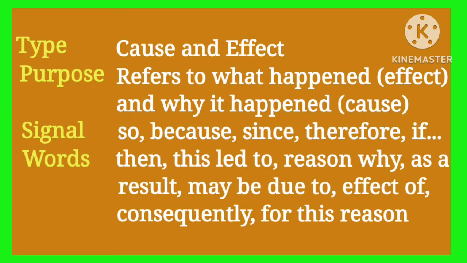Type of informational or factual text. Cause and effect. Purpose: refers to what happened, or the effect, and why it happened, or the cause. The signal words used are so, because, since, therefore, if, then, this led to, reason why, as a result, may be due to, effect of, consequently, for this reason.